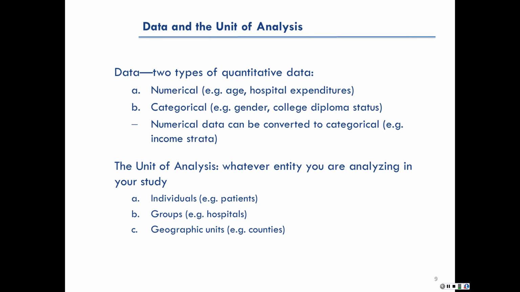The other important thing to pay attention to is the unit of analysis. This typically is whatever entity you're analyzing in your study in the data. Oftentimes we'll talk about individuals or patients, and that would be one unit of analysis. Another unit of analysis is when you're looking at just overall values for a group. So, for instance, you might be comparing hospitals to each other using overall values for those hospitals. And then thirdly, another example of a unit of analysis would be a geographic unit. For example, a county could be a unit of analysis for a geographic unit.